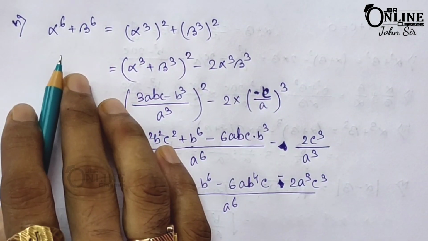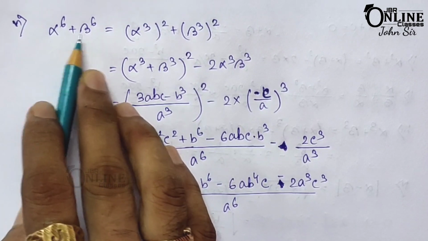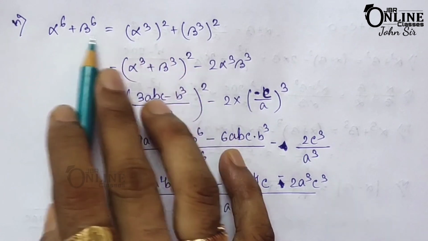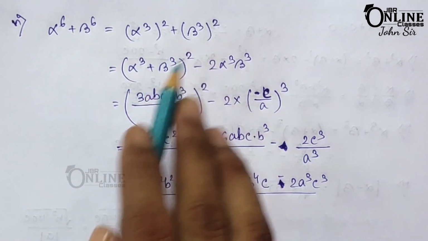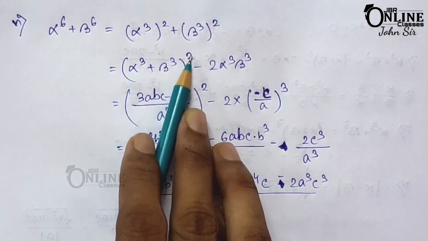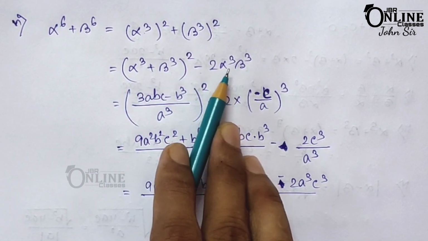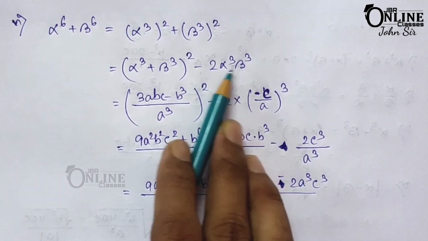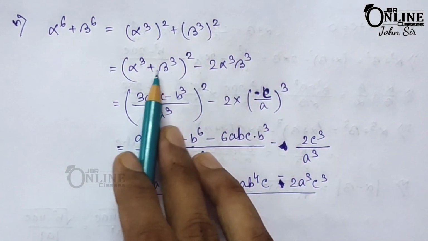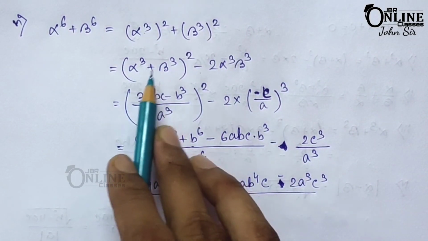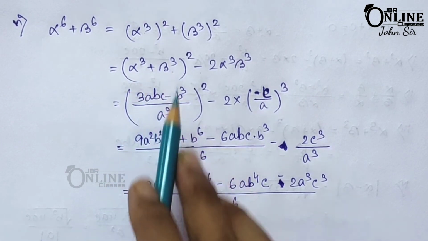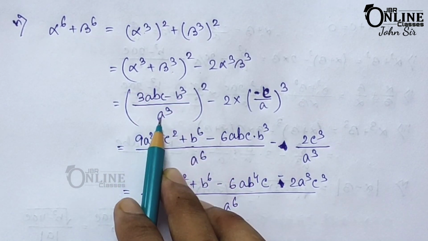Now sum number 6. So here alpha to the power 6 plus beta to the power 6. So alpha to the power 6 means alpha cube whole square, beta to the power 6 means beta cube whole square. So here the formula alpha square plus beta square means alpha plus beta whole square minus 2 alpha into beta. Here alpha means alpha cube and beta means beta cube, you know that. So now from 3, you have the value of alpha cube plus beta cube, and that is 3abc minus b cube by a cube.